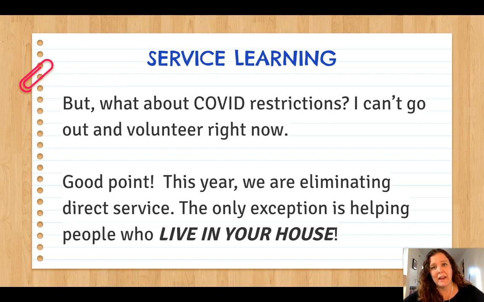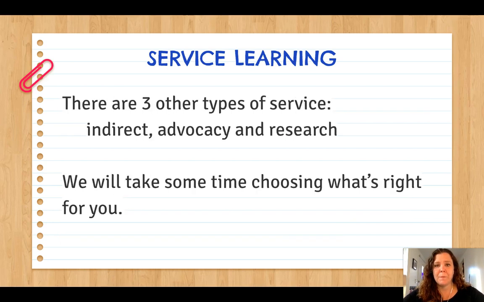So the example I gave in the activity of helping a little brother or sister, helping a parent, helping a grandparent, someone that lives at your house, those are the only people you are allowed to provide direct service to this year. Don't forget, there are still 3 other types of service you can do: indirect, advocacy, and research.